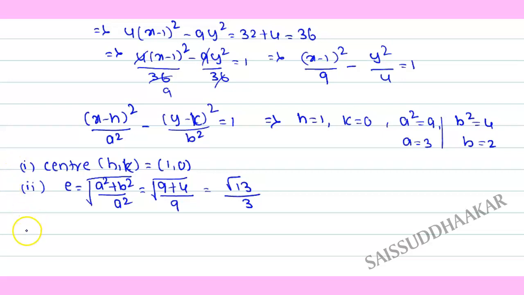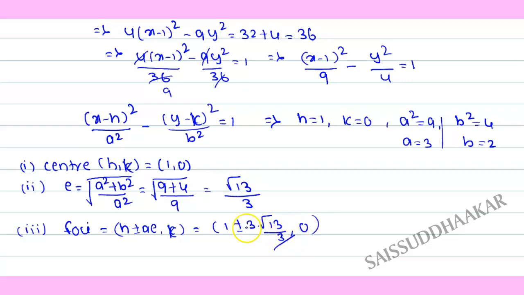And the condition number 3 is foci. Foci is equal to h plus or minus ae comma k. Foci is what? h plus or minus ae comma k. So this is equal to h value 1 plus or minus a. A value is 3 into e value is root 13 by 3 comma k value 0. Here we can cancel 3. So this is equal to 1 plus or minus root 13 comma 0, right?